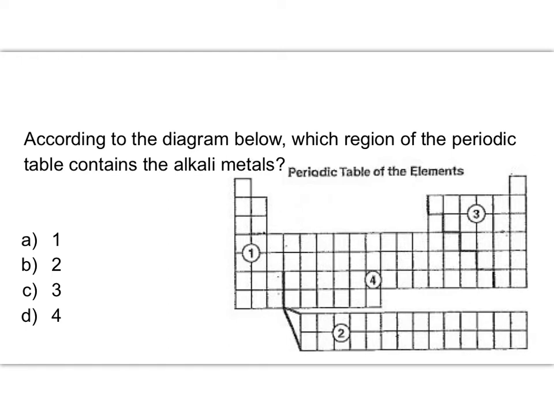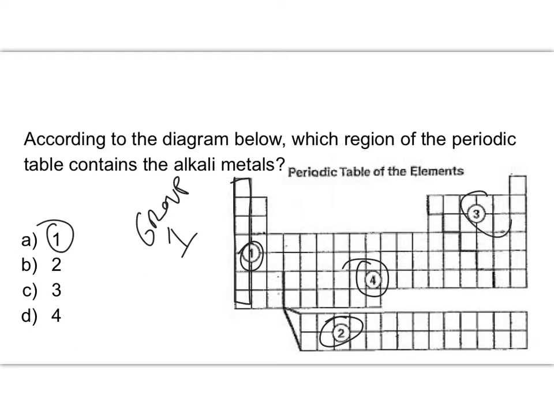According to the diagram, where would you find the alkali metals? Again, going back to the previous questions, these are all kind of related. The alkali metals are in group 1. So that's the first column of the periodic table right here. And that is, according to this diagram, area 1 of the periodic table. Area 4 here in the middle would be considered transition metals. Area 2 are also transition metals, technically called the inner transition metals. And then area 3 over here is where you'd find the nonmetals.